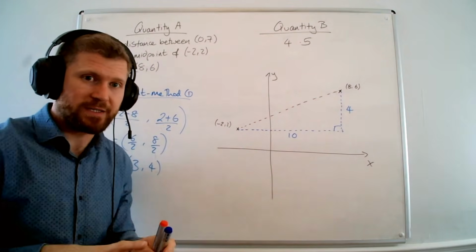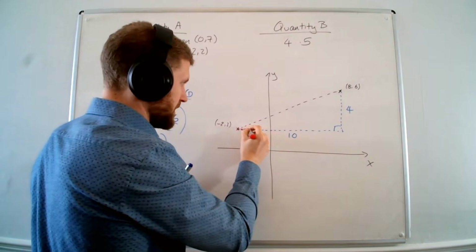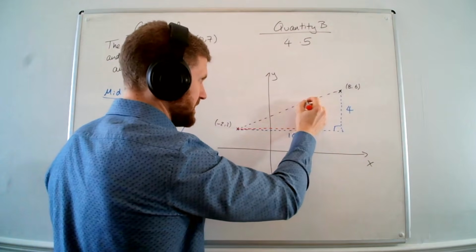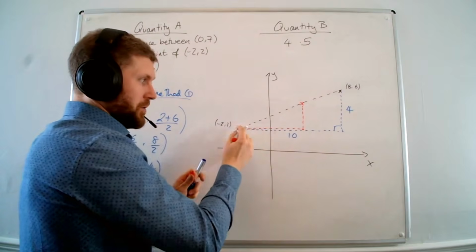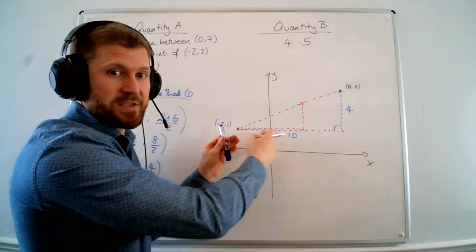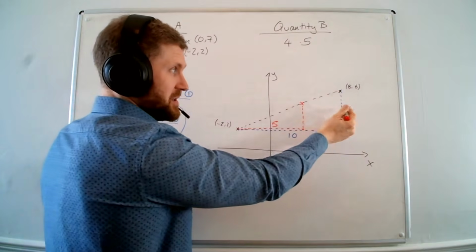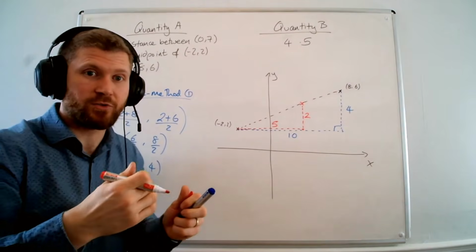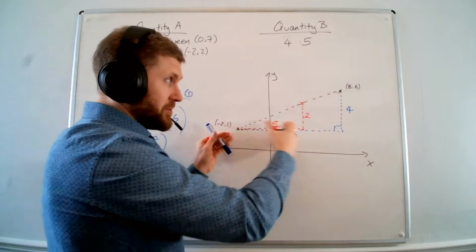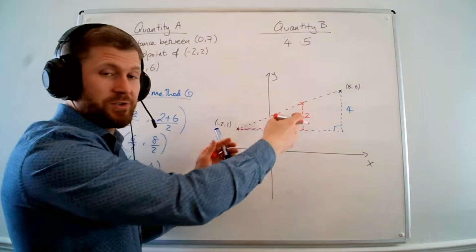Now to get to the midpoint, I want to do half that journey. So I can draw another of these triangles in. I'll use a different color here. And I want to go halfway. Well, halfway, if the length of this line is 10, then half of that is going to be 5. And if the vertical line here was 4, then half of that will be 2. And so if I was going to go the full way, I would go 10 to the right and 4 up. But to get to the midpoint, I would just go 5 to the right and 2 up.